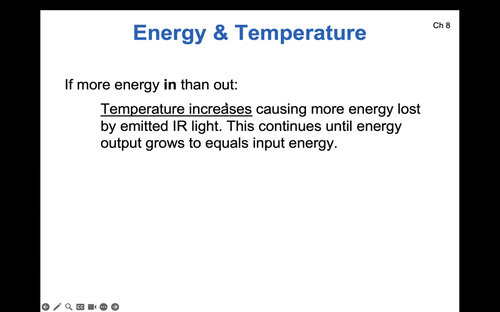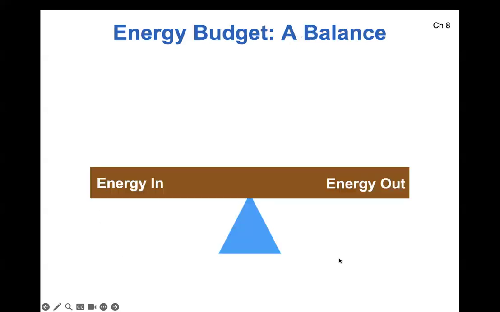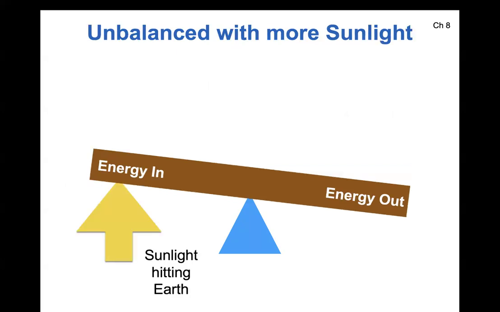So if more energy in, then the temperature increases, causing more energy lost by emitted infrared radiation. This continues until the energy output grows to equal the input energy. If more energy out, then the temperature would decrease until equilibrium is again reached. So you can always be in the midst of a readjustment, but that readjustment is always on the way to returning to equilibrium. And the time frame can be long, right? It can be a lot longer than a human lifespan, certainly, but it's still always trending towards equilibrium.